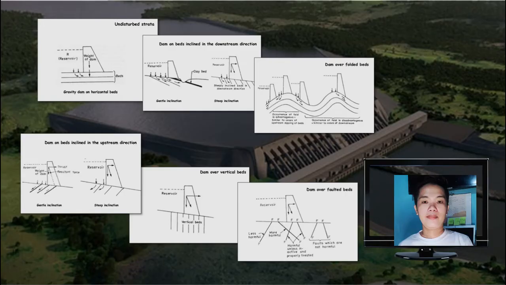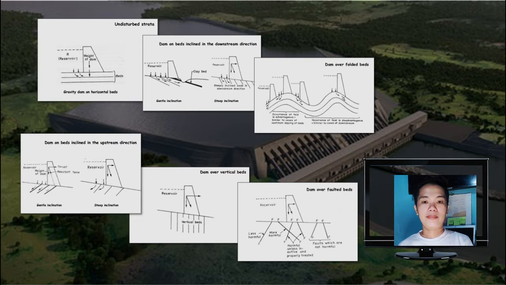So here are the images wherein the dams might be situated or located under varying conditions. For instance, in an undisturbed strata wherein dams are situated on horizontal beds. Another situation is dams being positioned on beds inclined in a downstream direction wherein the inclination could be gentle or steep.